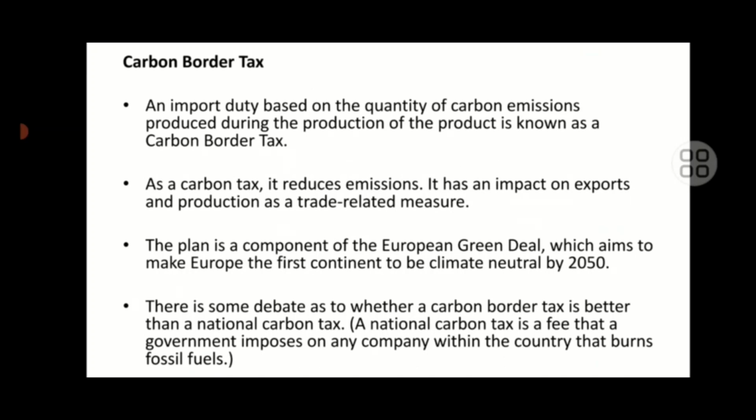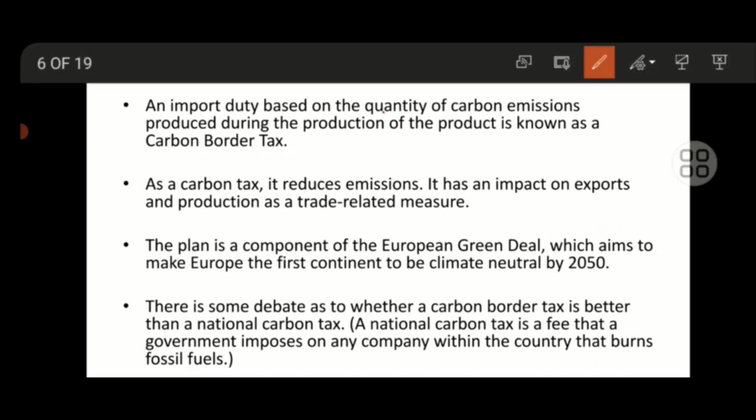Carbon border tax is an import duty based on the quantity of carbon emission produced during the production of the product. As a carbon tax, it reduces emissions. It has an impact on exports. And the plan is a component of the European Green Deal. The main aim is to make Europe the first continent to be climate neutral by 2050.